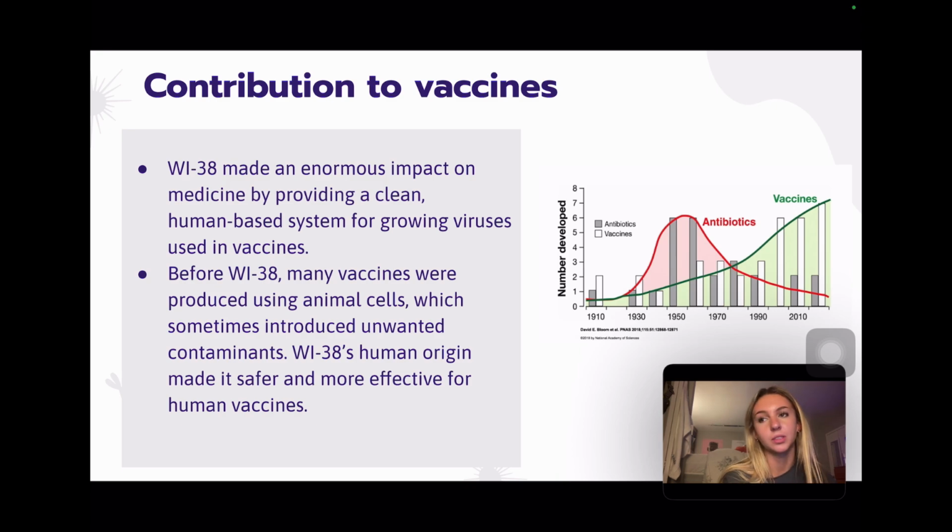One of the most notable successes was the rubella vaccine. The virus that causes rubella, or German measles, was grown in WI38 cells to develop a vaccine that has prevented millions of birth defects worldwide. Also, on the side I have a chart, and you can see that around 1960, people stopped using antibiotics and the rate of using vaccines starts to skyrocket.